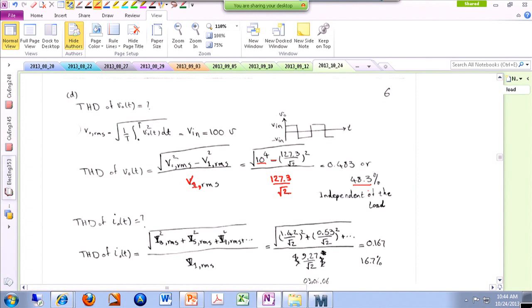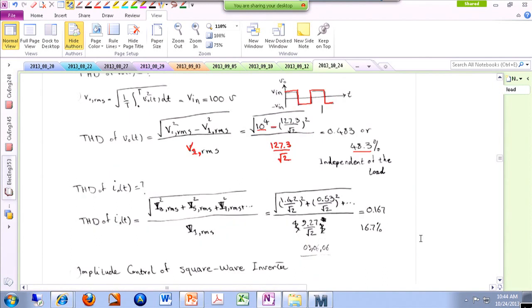So the total harmonic distortion of the output voltage is not actually quite good, but that's easy to explain, because our output voltage is not really sinusoidal. It's actually a square shape. What about the total harmonic distortion of the output current? Let me just write it over here one more time.